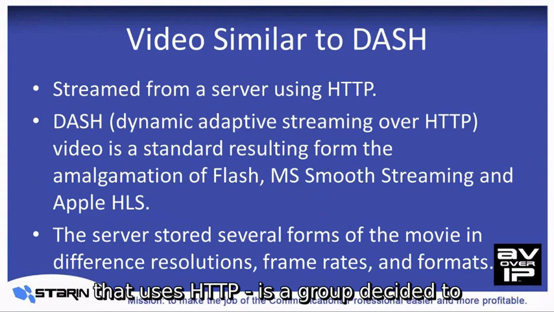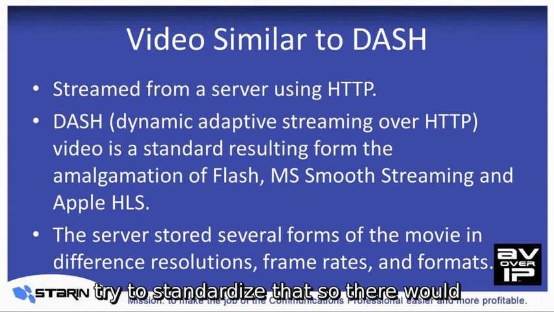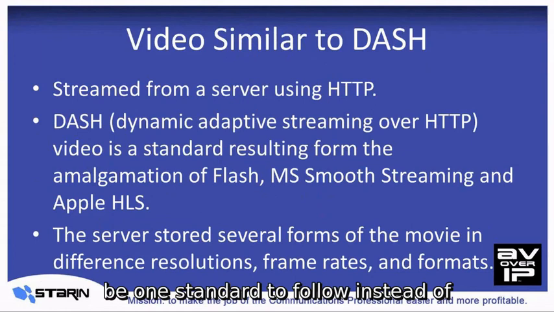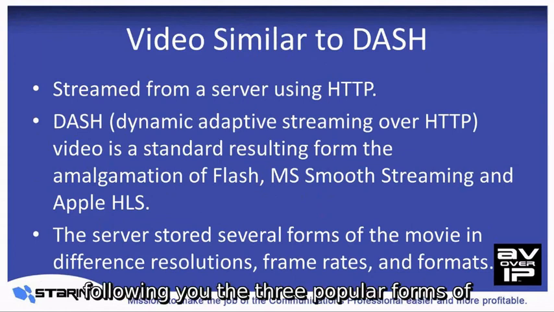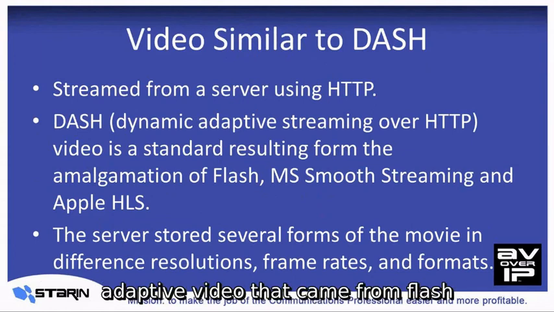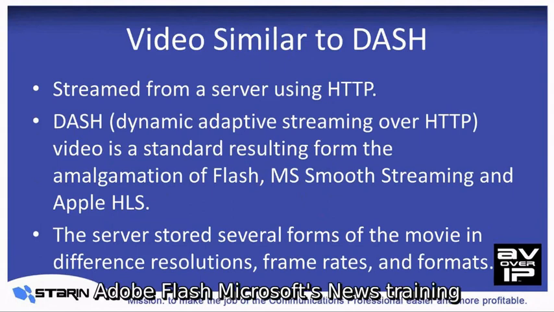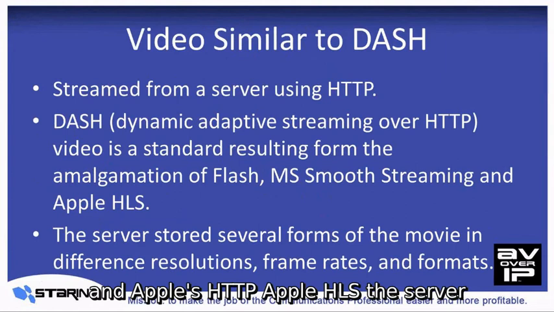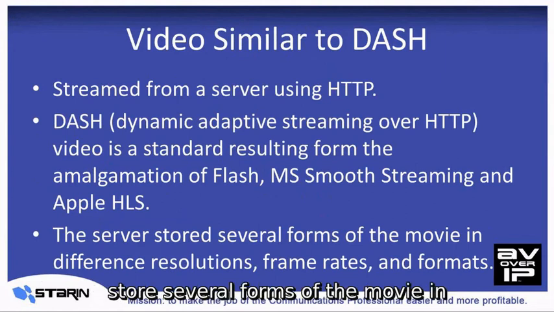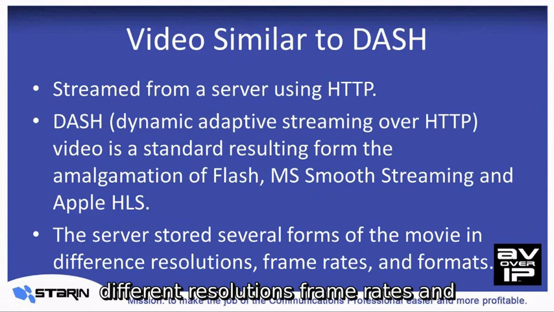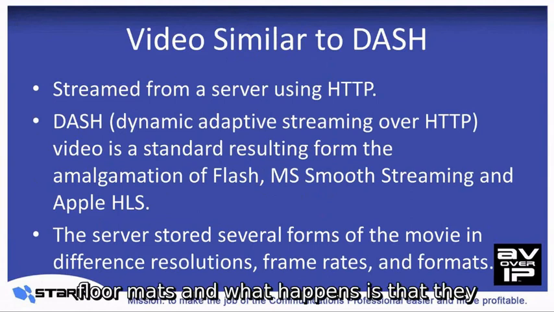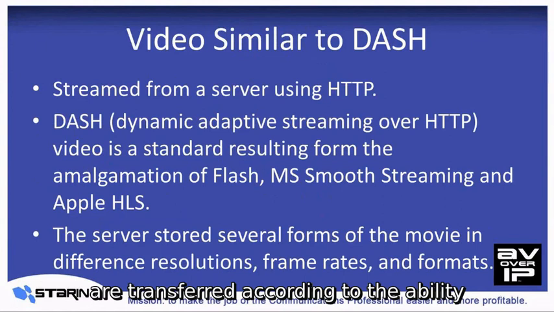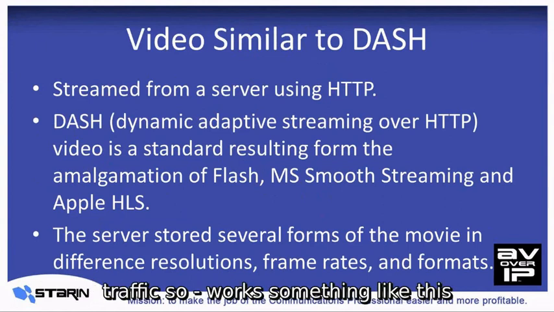DASH is a group that decided to try to standardize it so there would be one standard to follow, instead of following the 3 popular forms of adaptive video that came from Adobe Flash, Microsoft Smooth Streaming, and Apple's HTTP Live Streaming, Apple HLS. The server stores several forms of the movie in different resolutions, frame rates, and formats. And what happens is that they are transferred according to the ability of the network basically to carry the traffic.